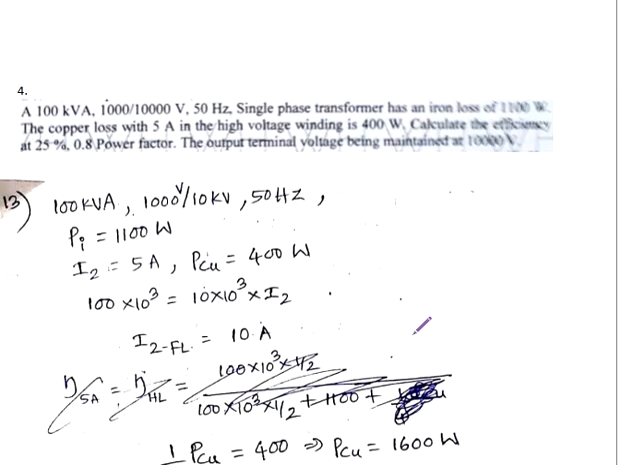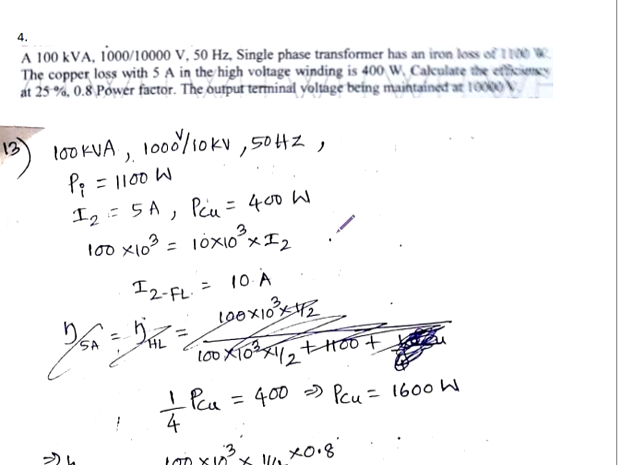Then if you look at the second problem, it is given that a 100 kVA, 1 kV by 10 kV, 50 Hz single phase transformer has an iron loss of 1100 watts. The copper loss with 5 amperes in the HV winding is 400 watts. Then we have to calculate the efficiency at 25% load, 0.8 power factor, with the output terminal voltage being maintained at 10 kV, which is nothing but V2.